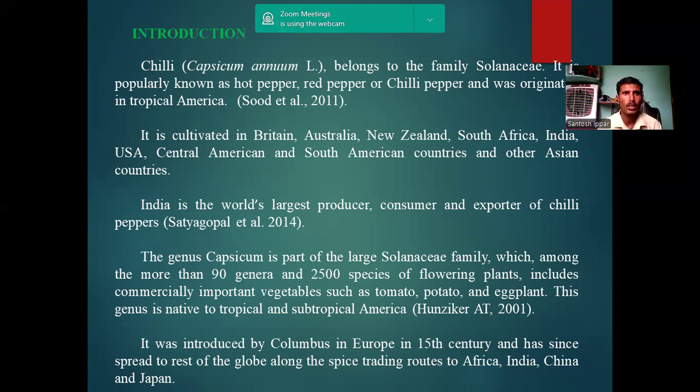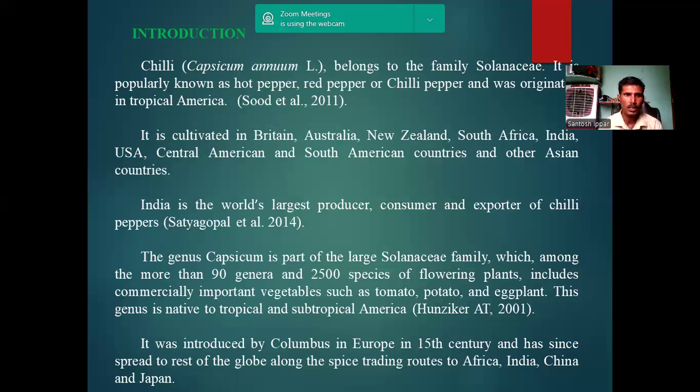It is broadly cultivated in different countries, that is Britain, Australia, New Zealand, South Africa, India, USA, Central American, South American countries, and other Asian countries. Among all countries, India is the world's largest producer, consumer, and exporter of chili peppers. In its taxonomy, the genus Capsicum has more than 90 genera and 2,500 species of flowering plants, which include different vegetable crops, that is tomato, potato, and eggplant.